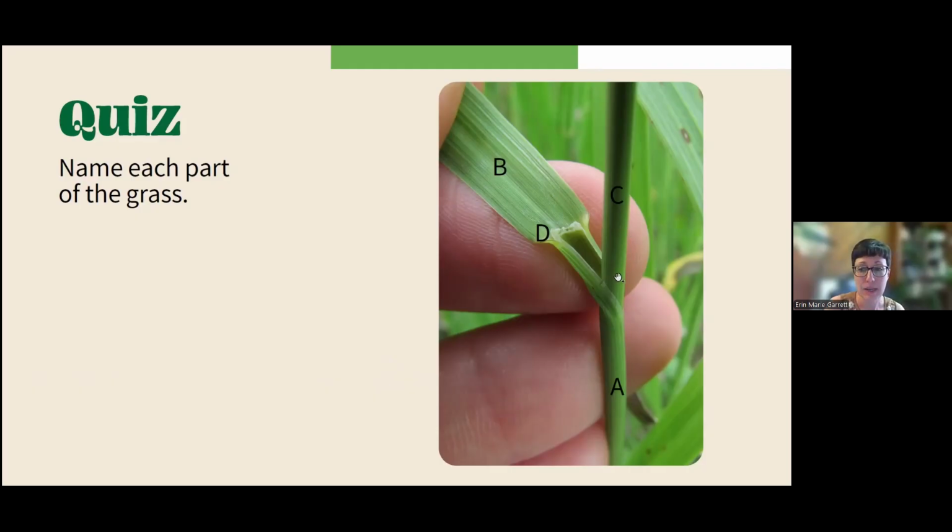C is going to be our stem or our culm. Some of you are overachievers. You put both of those in there. And then D, if we're talking about this structure right here, that's going to be a membranous ligule, or just a ligule. But I did see some folks were putting in the collar region, and we could also say that. That's going to be this whole region right here, the collar region. So excellent job.